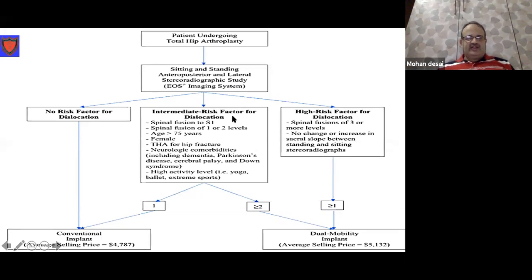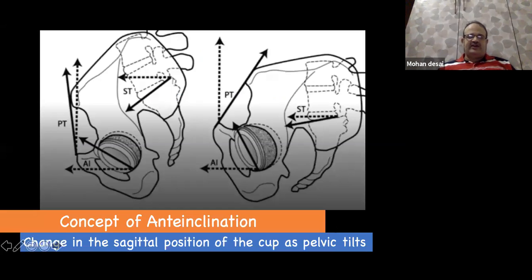If you are intermediate, what are the intermediate risk factors? Spinal fusion to the S1, spinal fusion of 1 or 2 levels, an aged patient more than 75, a female patient, THA done for hip fracture or post-traumatic etiology, other neurologic comorbidities, or high activity level. If you find one intermediate risk factor, you can do a conventional implant. But if you find 2 or more of these intermediate risk factors, you should select dual mobility. Again, there is a high risk column where you have spinal fusion of 3 or more levels, and no change or increase in sacral slope between standing and sitting, then you should select dual mobility. That's the advantage of planning.